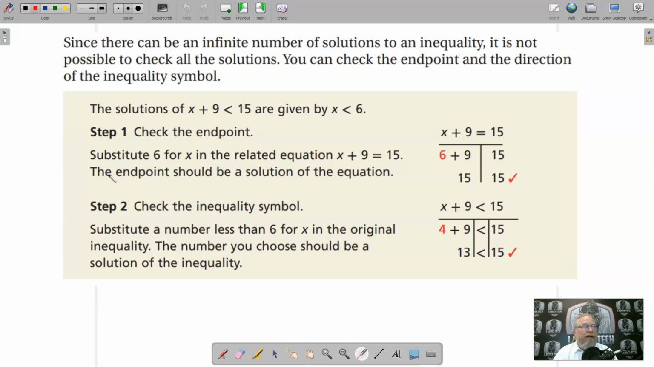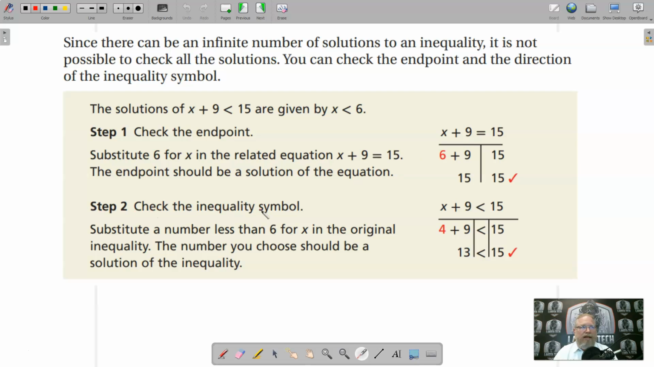The endpoint should be a solution of the equation. So here, x plus 9 equals 15. Let's plug in 6. 6 plus 9 is 15. Indeed, it checks out. 15 does equal 15. So by doing so, we know that we have the correct endpoint. The endpoint is indeed 6.